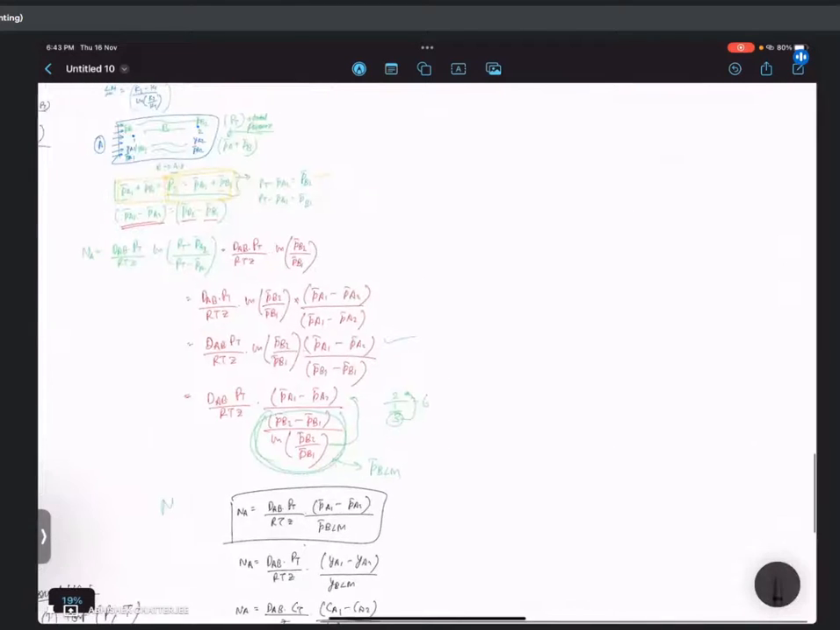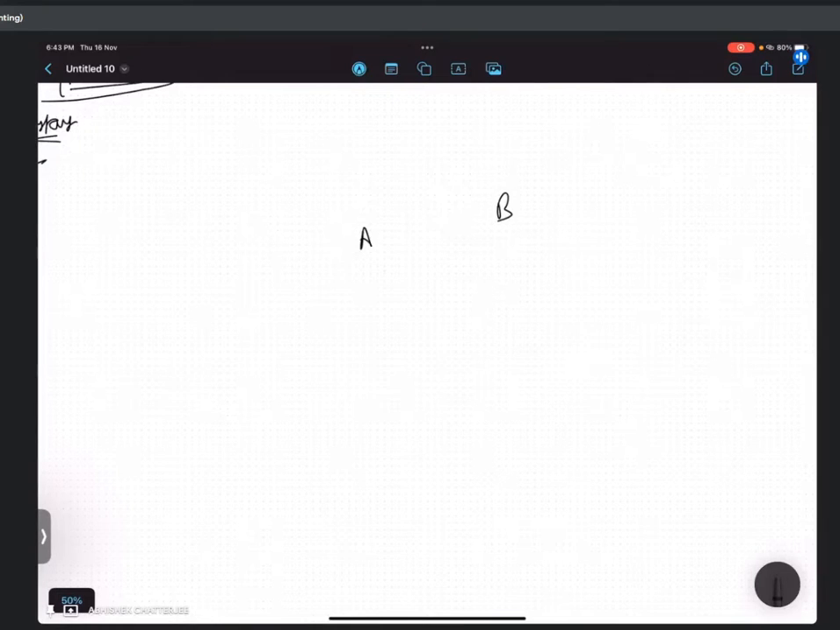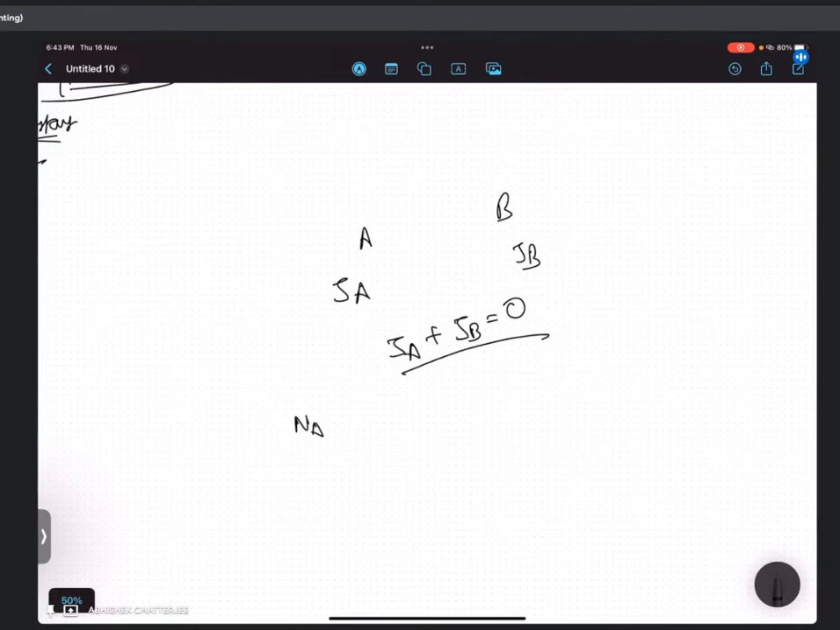You should also remember one more thing. Suppose you have a binary, we are doing everything for binary. So A and B. You will get one JA, you will also get one JB. So always remember that your JA plus JB will always be equal to 0 for any condition. Why this? Just now we derived it for diffusion of A through non-diffusing B. So your Na was equal to Nt into Ya plus Ja. Your Nb will be equal to Nt into Yb plus Jb.